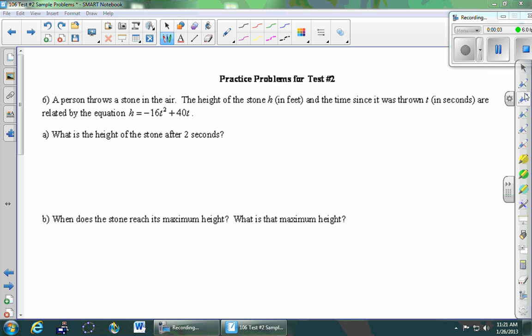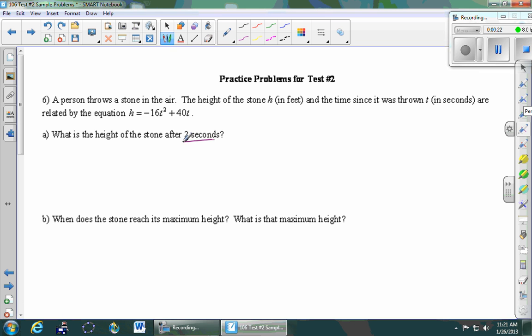This is problem number 6 on the practice problems for test number 2. A person throws a stone in the air. The height of the stone h in feet and the time since it was thrown t in seconds are related by the equation h equals negative 16 t squared plus 40 t. A, what is the height of the stone after 2 seconds?